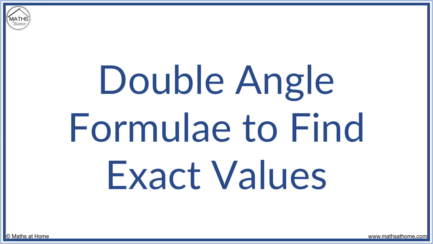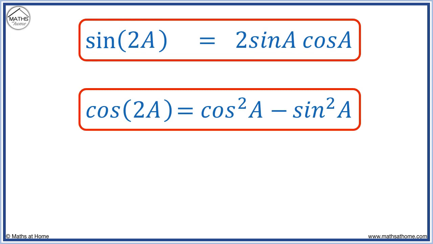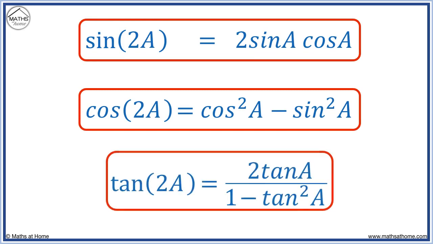In this lesson, we use the double angle formulae to find exact values in other trigonometric functions. The double angle formula for sine is, here is the formula for cosine and the formula for tan. We will use these three equations throughout this lesson.